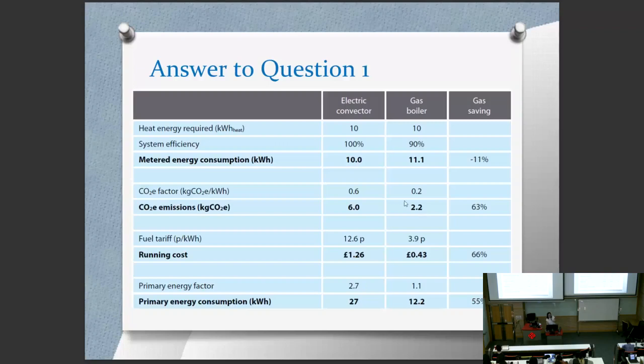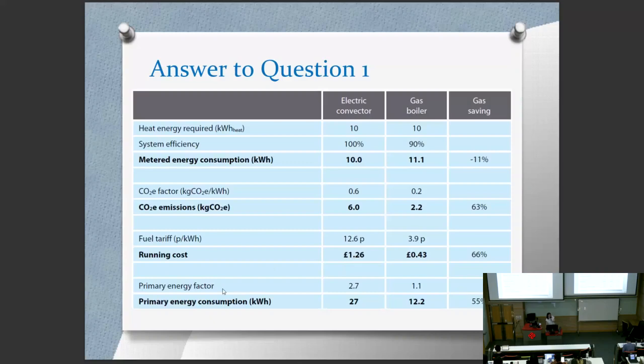So just comparing the carbon dioxide emissions, using the natural gas boiler will give you less carbon dioxide emissions. But this is only for a demonstration of calculations. Different region, different location, different country will have different emission factors. And for the tariff, metered energy multiplied by the unit charge, then you have the cost.